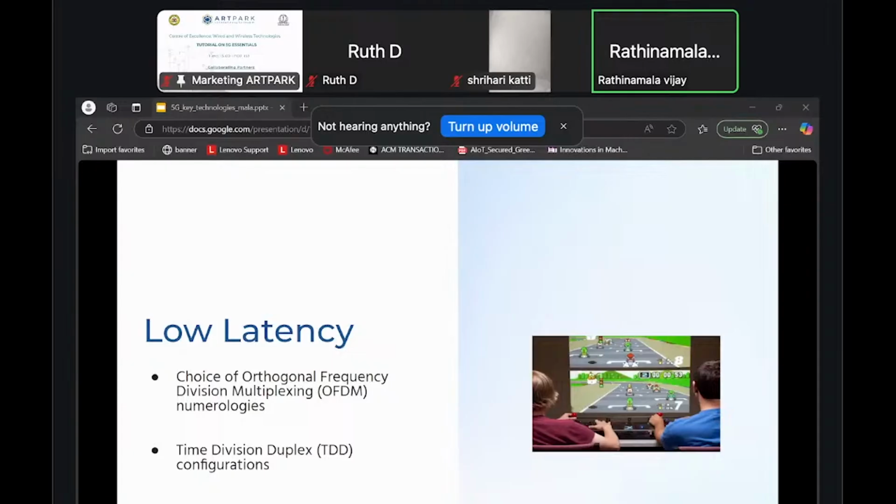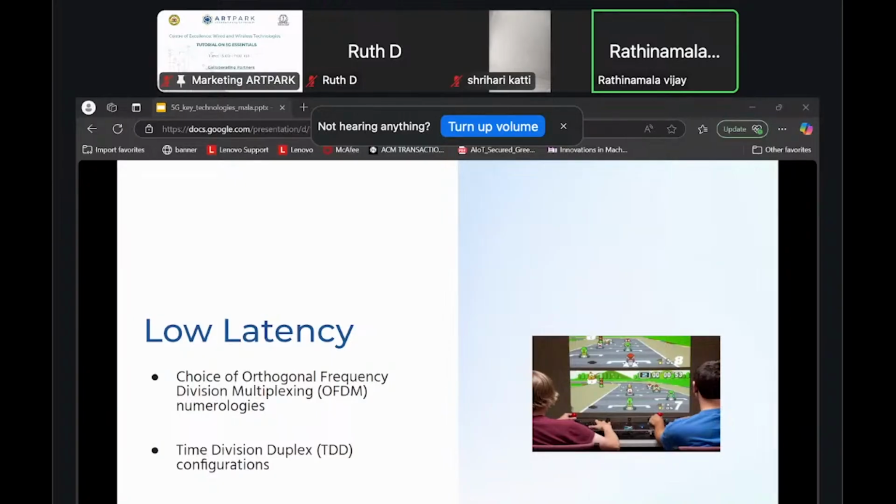So next we look at the low latency requirement. There are several applications that need low latencies, like remote surgery, gaming, and so on. In order to achieve this requirement, 5G uses flexible OFDM numerologies. OFDM is orthogonal frequency division multiplexing with several orthogonal subcarriers. This modulation scheme is used to mitigate multipath fading.